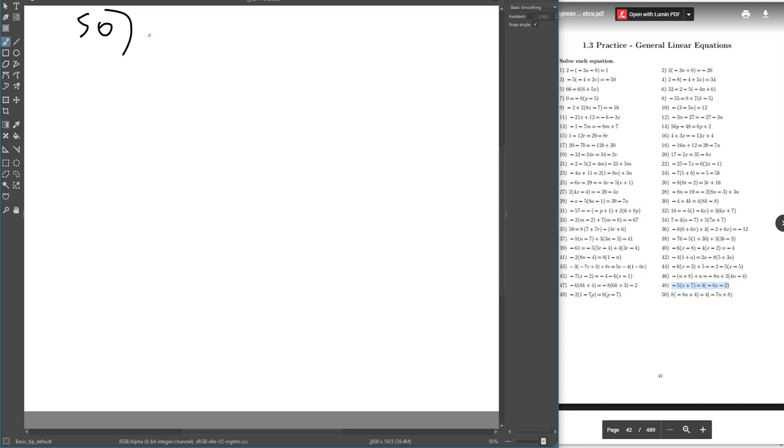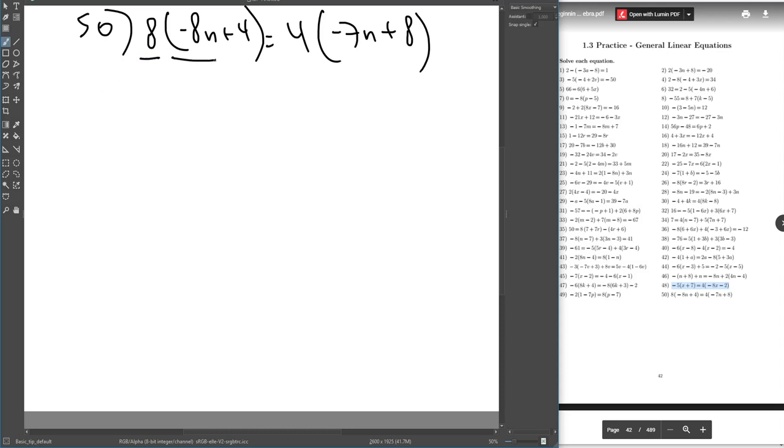50. 8 minus 8n plus 4 equals 4 minus 7n plus 8. All right. So 8 times minus 8n. That's like saying 8 times minus 8 times n. There's an odd number of negatives. The answer will be negative. Minus 64n plus 8 times 4 equals 32. That equals 4 times negative 7n. That's negative 28n. Plus 4 times 8 equals 32.